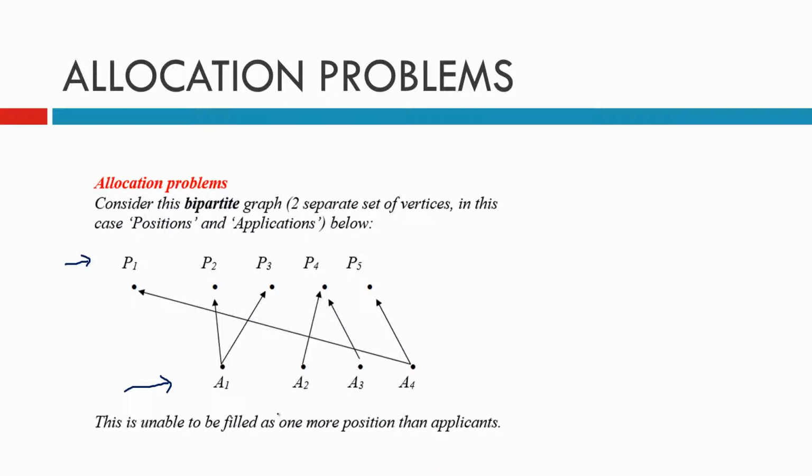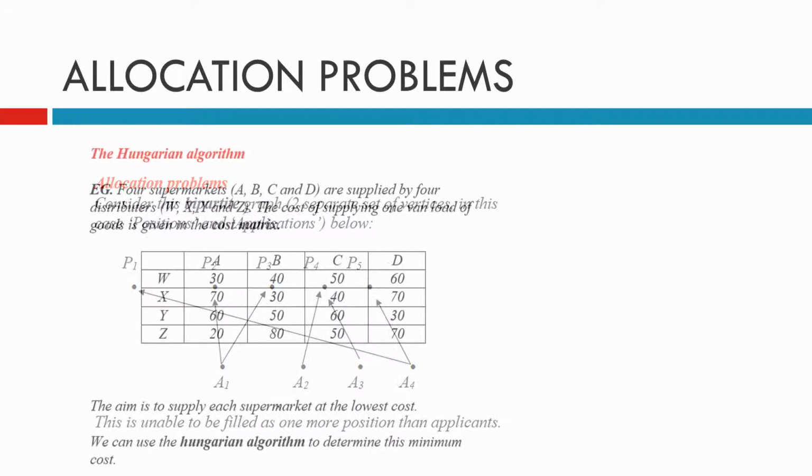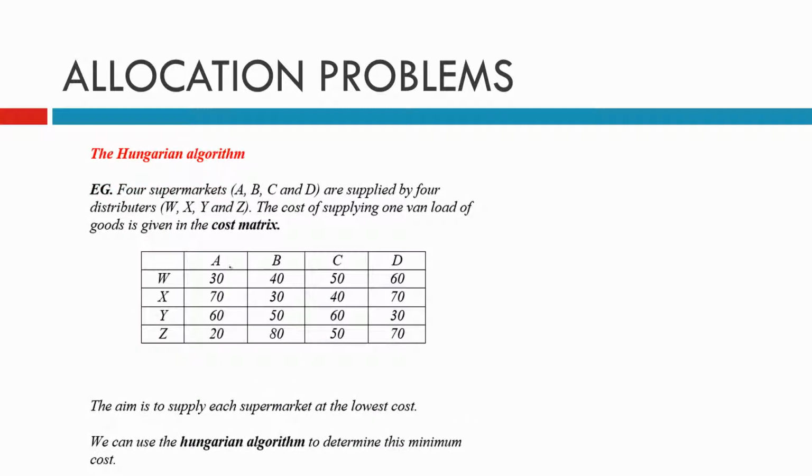So in order to work something out here, we use something called the Hungarian algorithm. Right, so let's do an example with it. Here we've got 4 supermarkets, A, B, C and D, which are supplied by 4 distributors, and we call them W, X, Y and Z. Of course, these are only letters. We can change the letters as we like.